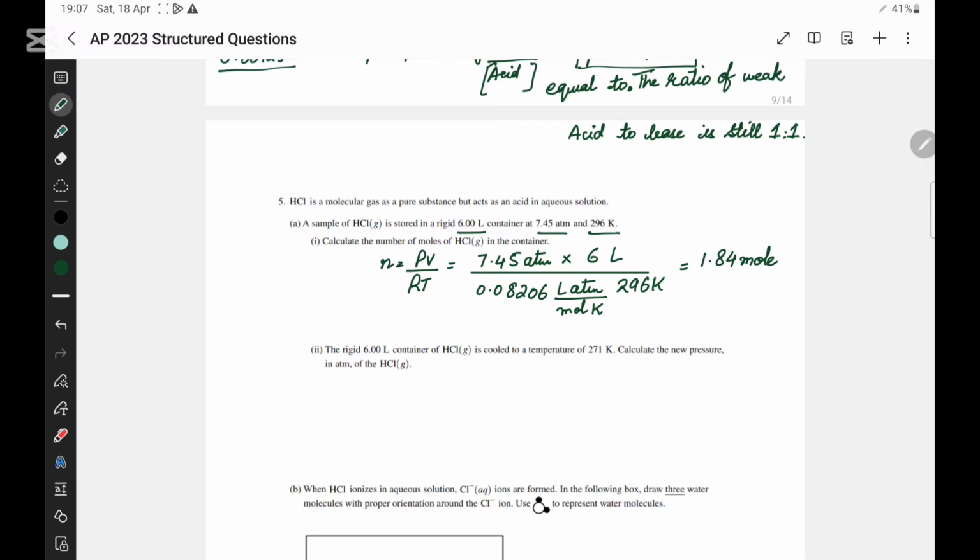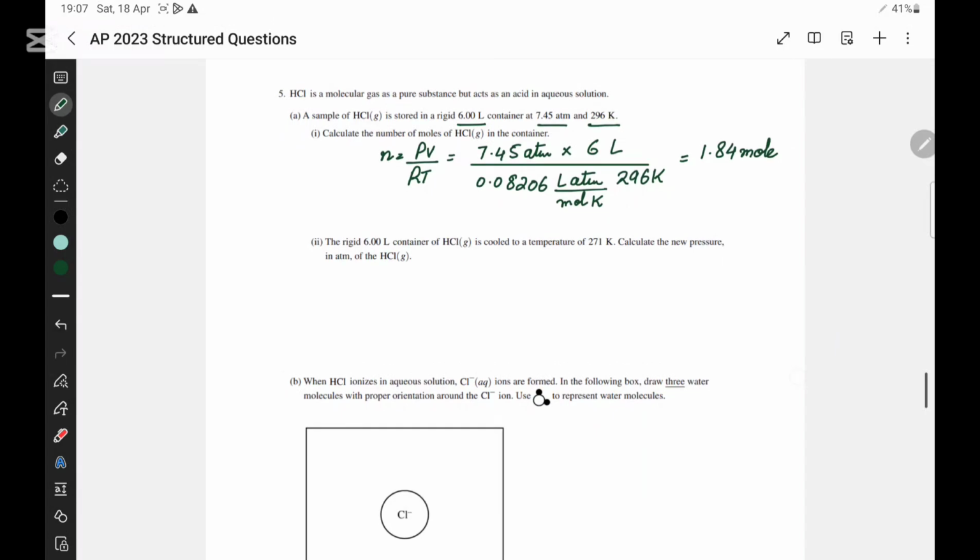So in the next question they are saying that the rigid 6 liter container of HCl is cooled to a temperature of 271 Kelvin. Calculate the new pressure. So we are going to use the formula P1 by T1 is equal to P2 by T2. And as you know, we need to find the new pressure. So P2 is equal to P1 by T1 times T2.